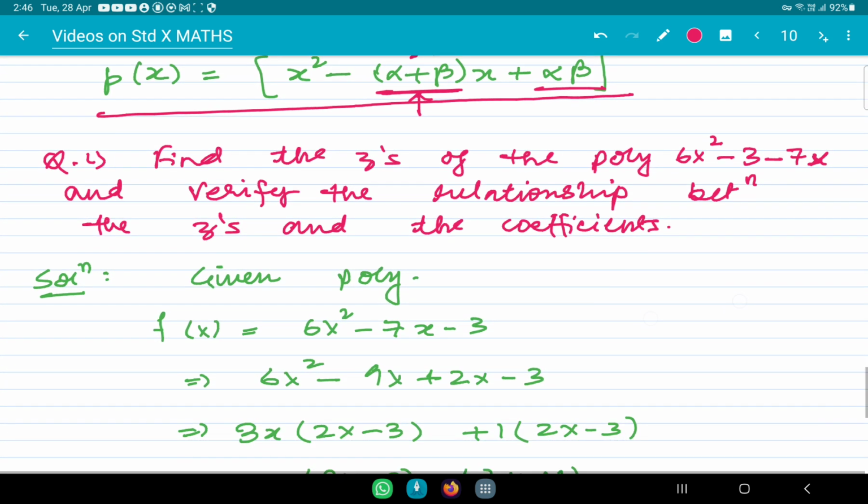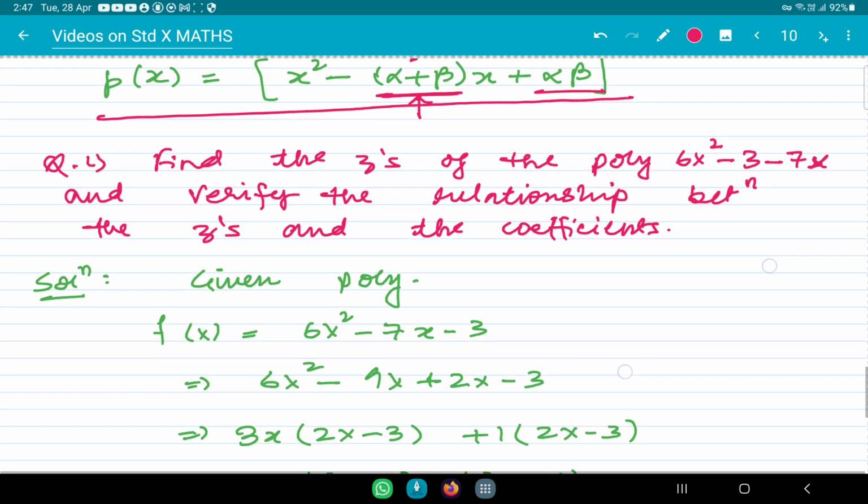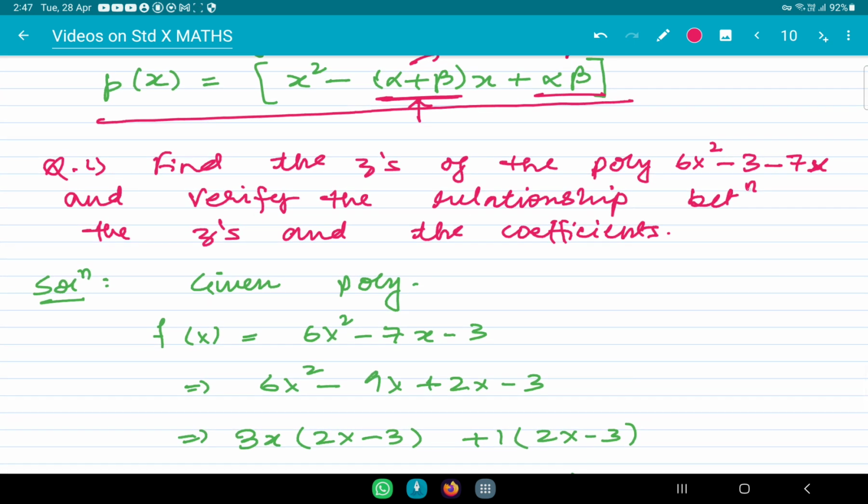Now we are doing one question on this. Find the zeros of the polynomial. The polynomial is given as 6x square minus 3 minus 7x, and verify the relationship between the zeros and the coefficients. Okay, so we will do this quadratic polynomial, its zeros and the relationship step by step.